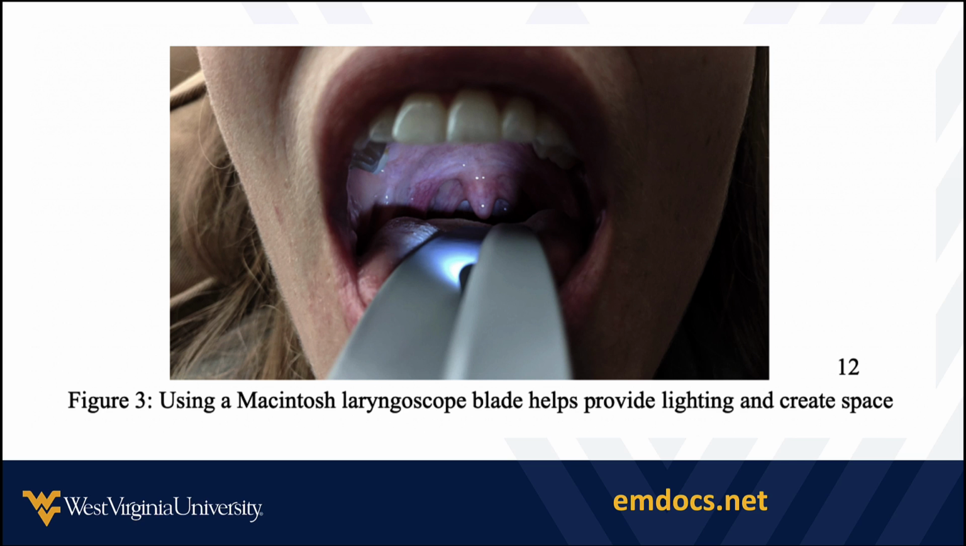That helps push the tongue down and gives you lighting. If for some reason you don't want to do this and you're using a tongue blade, or you're doing something where you have both hands occupied, an ENT headlamp is also a useful thing. But this is a nice little trick to use the Macintosh blade to give you tongue retraction, give space in the mouth, and some lighting.